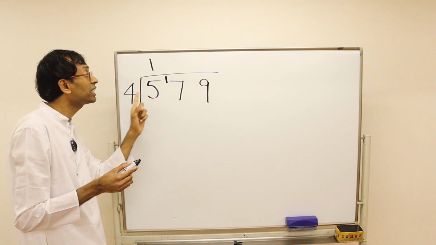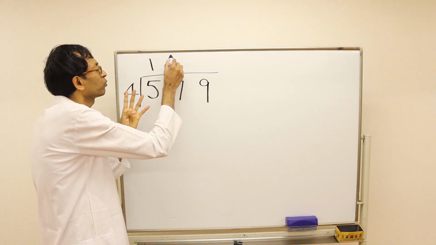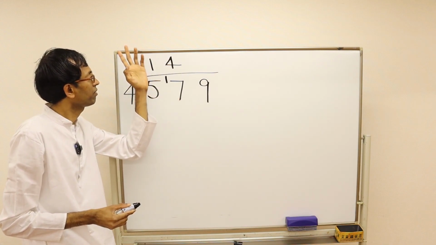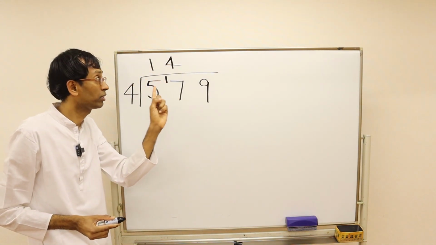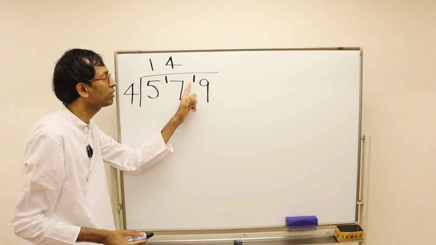So 17 divided by 4. So how many 4s are there in 17? 4. 4 4s are 16. Okay. 16 we gave away. So there is 1 remaining because it is 17. So that 1 we put here. And now this is a 19.